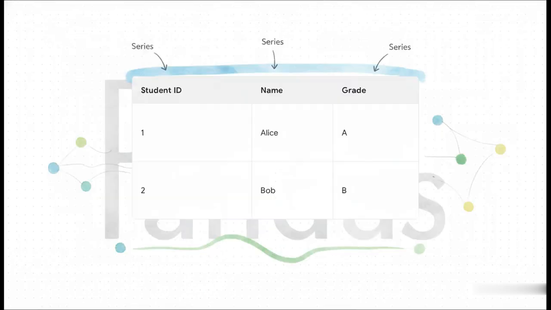Now, what's really interesting about this is how it grounds that abstract concept instantly. Just look at the standard spreadsheet-like format. It's a two-dimensional structure with columns for student ID, name, and grade. Pretty familiar, right? But here is the secret sauce. Every single column inside this data frame is actually just a series stacked side by side. It's kind of like building blocks.